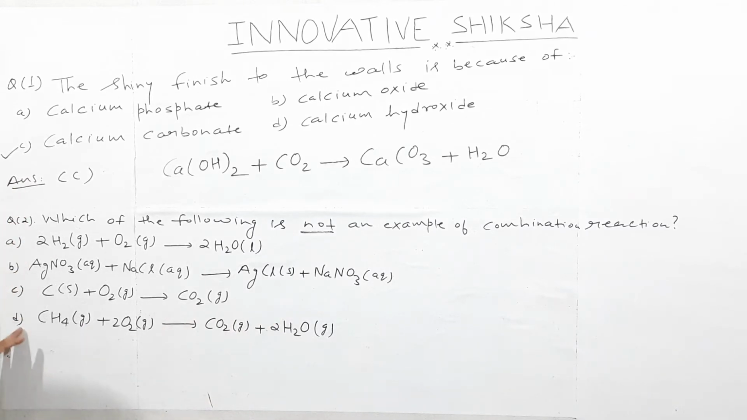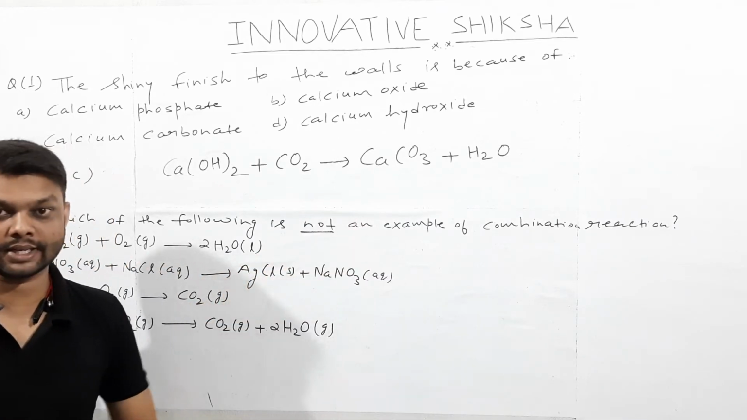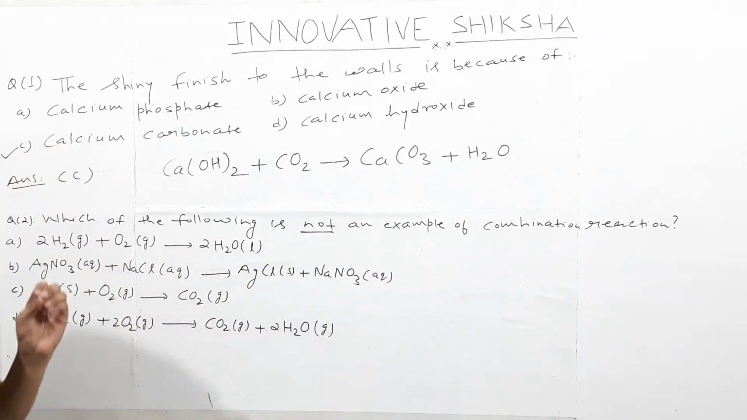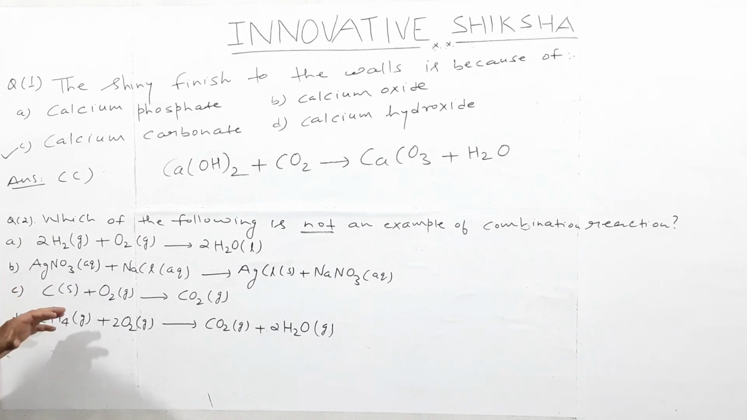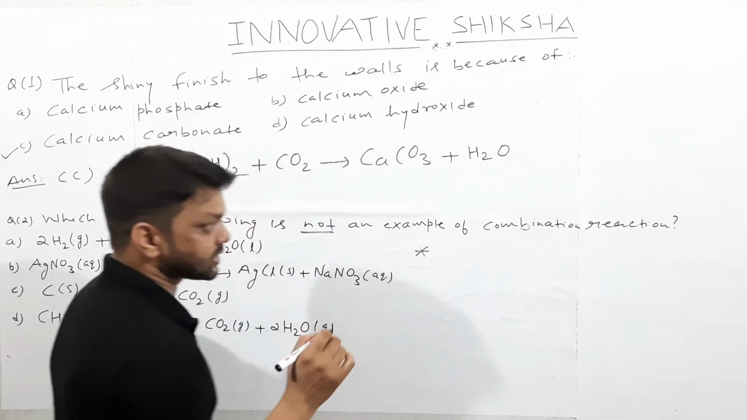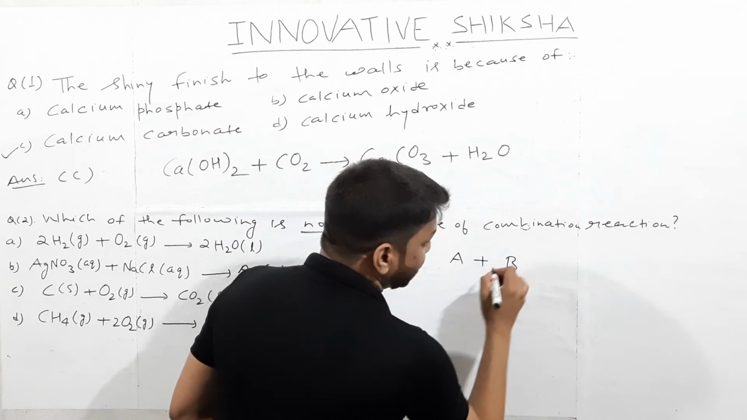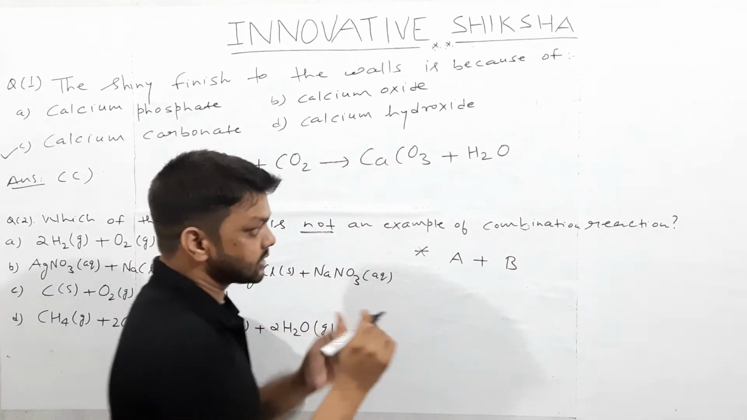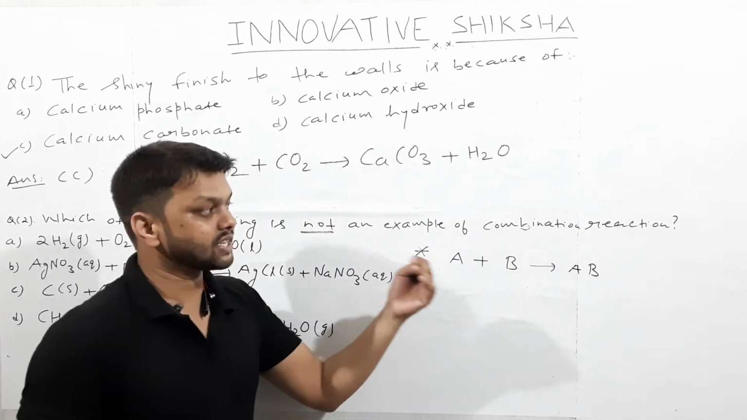Out of these four options, you have to tell which of the following is not an example of combination reaction. If you know the concept of combination reaction, you can very easily see which reaction is not an example of it. So let me explain what a combination reaction is. As you know, combination reactions are those reactions in which two or more substances combine to form a single product.